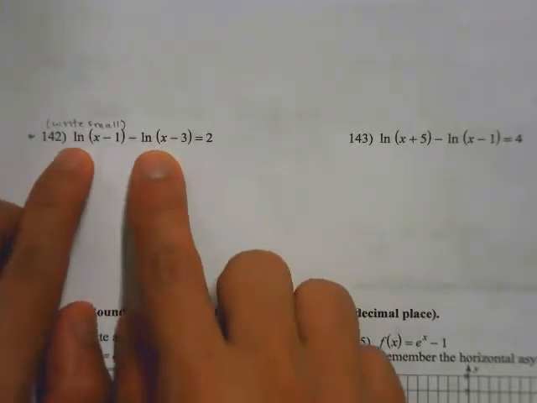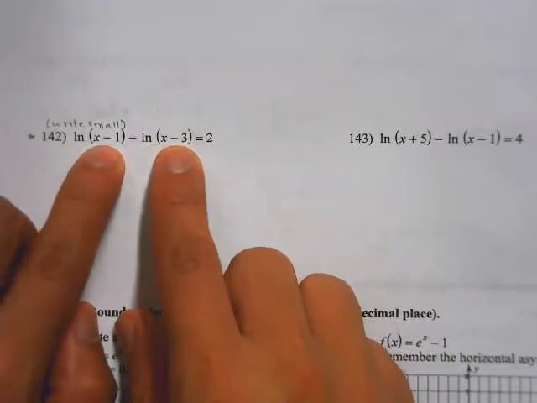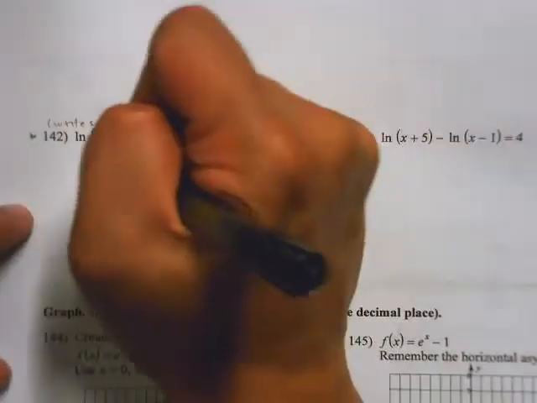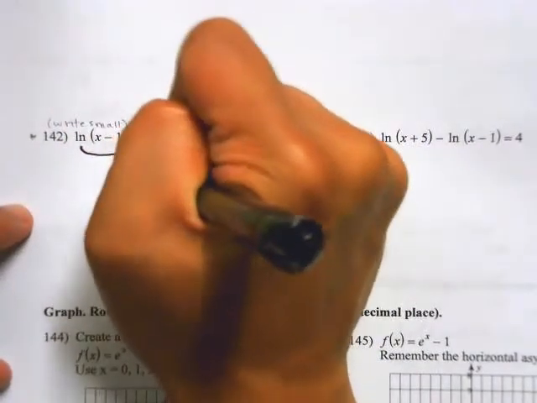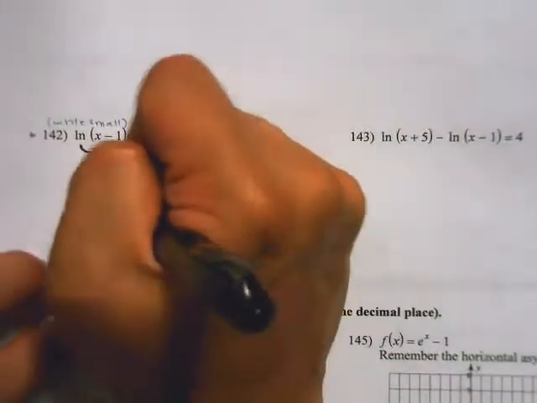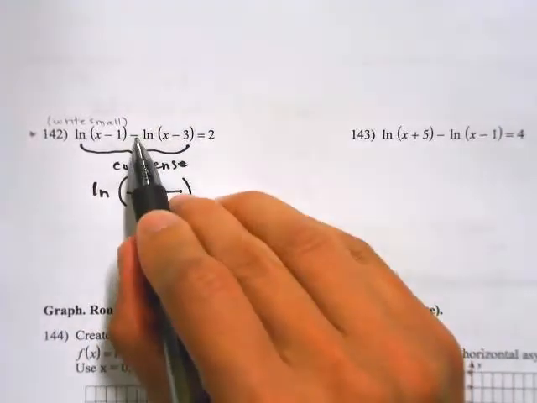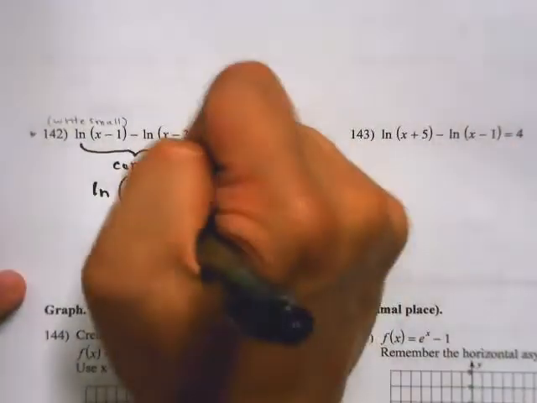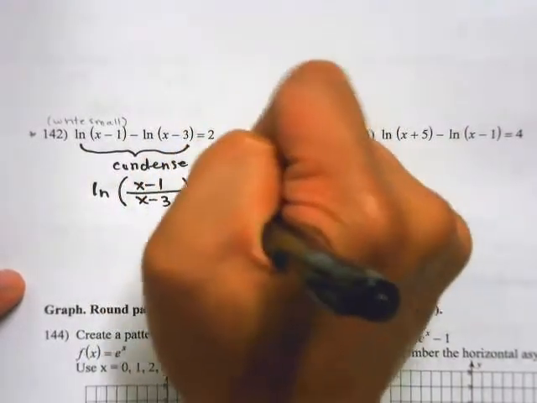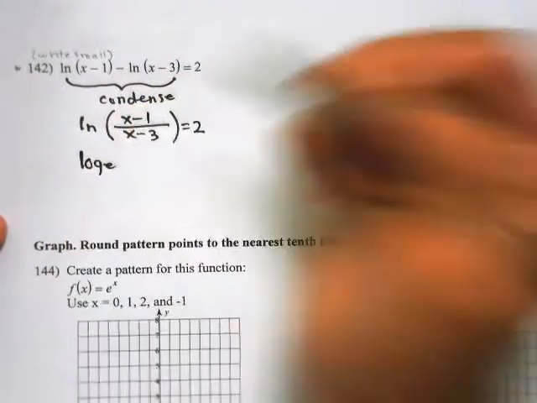Okay, we have the same log base because this is log base e, natural log. So we're probably going to have to condense this into one log. We can do natural log, and then we're going to use division because that is linked with the minus sign. So it's going to be x minus 1 over x minus 3 is equal to 2. I'm going to change natural log into log base e.